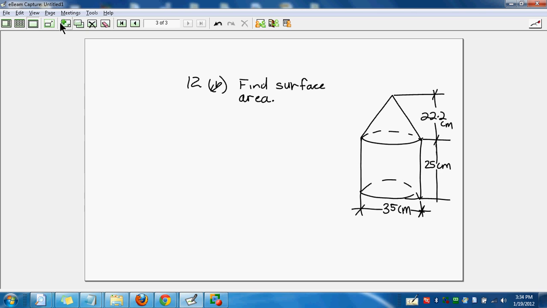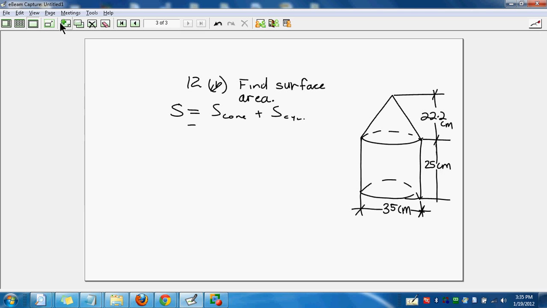In part B of number 12, they said, calculate the surface area of the cover for the cage, except for the base. So we look at this here, and if we were to cover the entire cage, which these two shapes represent here, you would have to find the surface area of the cone and the surface area of the cylinder. Now the surface area of the cover would be equal to the surface area of the cone plus the surface area of the cylinder.